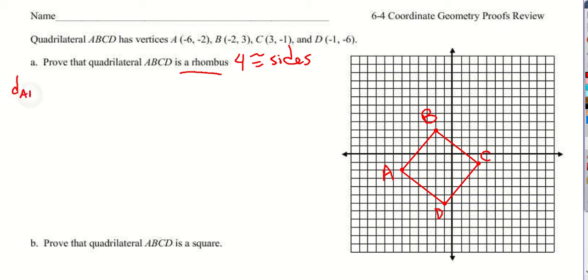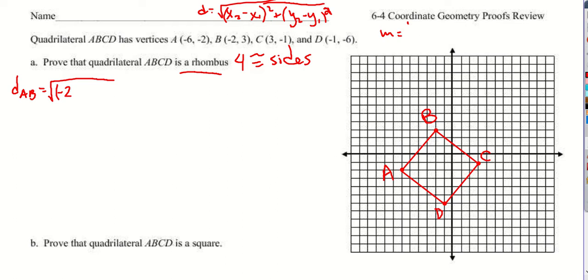So the distance of AB, starting first, square root. Okay, starting with B, we're going to do x2, which is -2. So remember the distance formula, if you need it: square root of x2 minus x1 squared plus y2 minus y1 squared. The slope formula, once again, is y2 minus y1 over x2 minus x1, and then the midpoint formula is the average, so it's x2 plus x1 over 2, and then y2 plus y1 over 2.